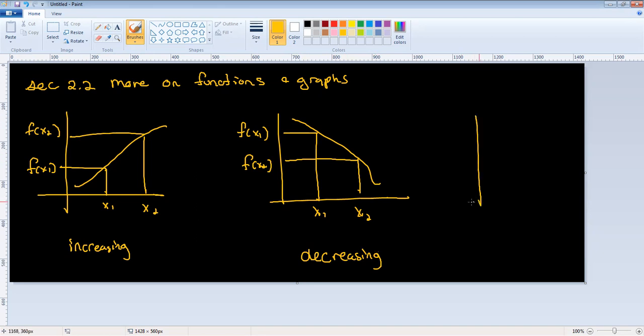Okay, and then we have one other kind of function, and that is the constant function, the function that does this. And that function does not increase or decrease.